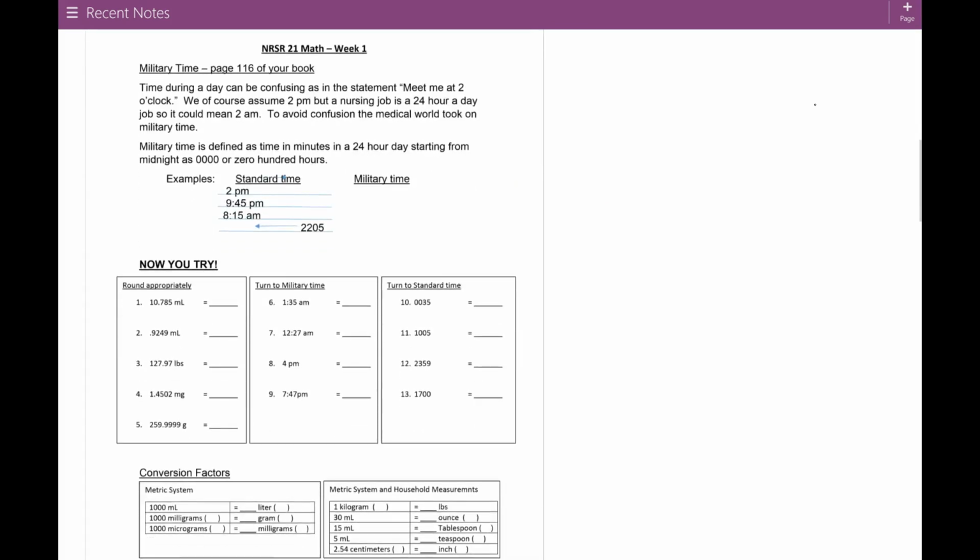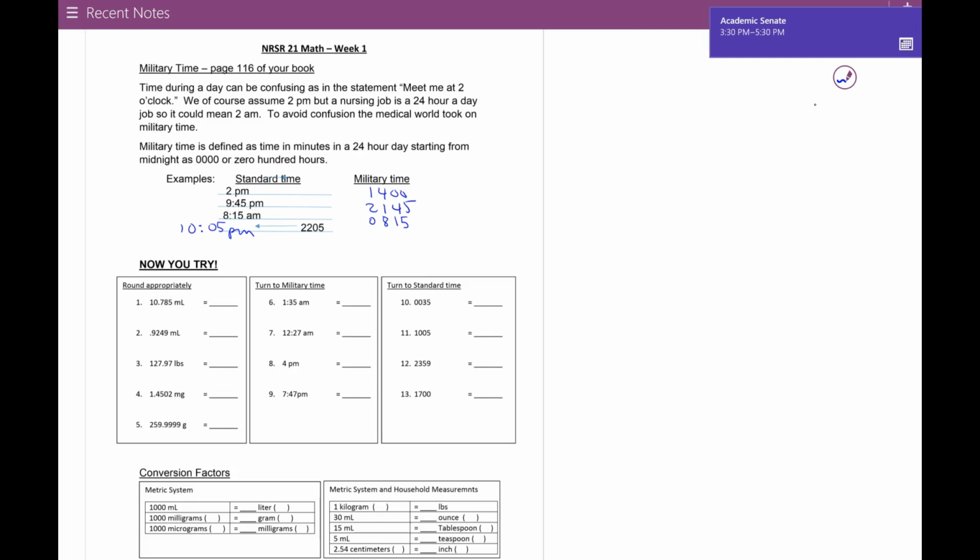Okay, then military time. Y'all seem to do really well on the military time. But let's just go ahead and fill this in so you have complete solutions. So 2 p.m. was 1400 military time. 9:45 was 21:45. 8:15 you put a 0 in the front, 0815, and then 2205 in standard time is going to be 10:05 p.m.